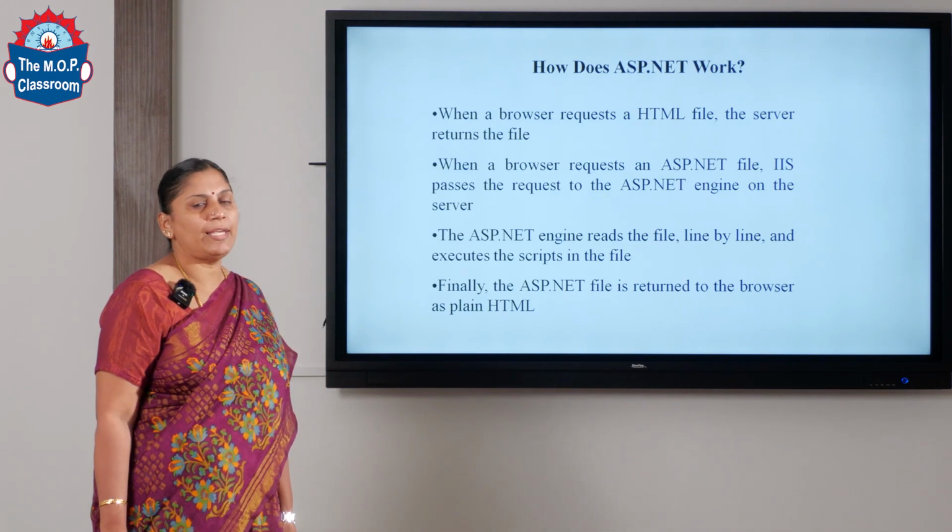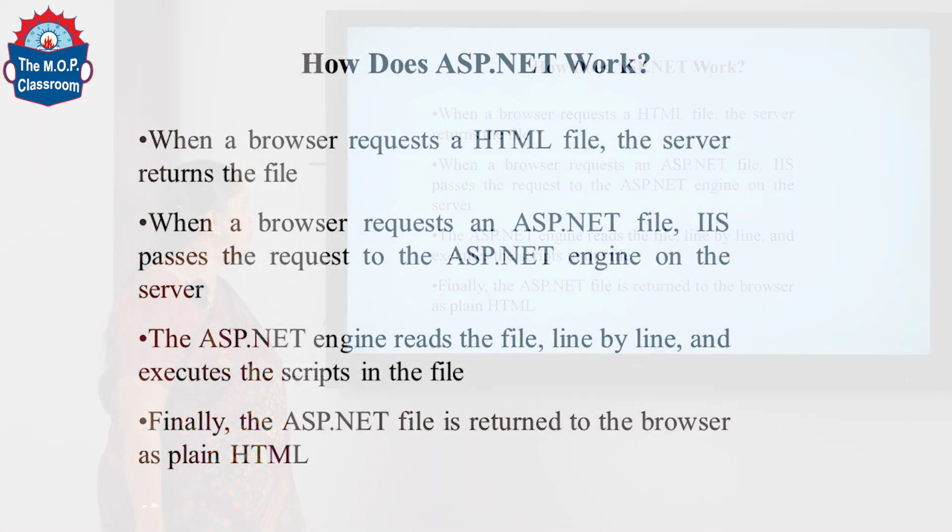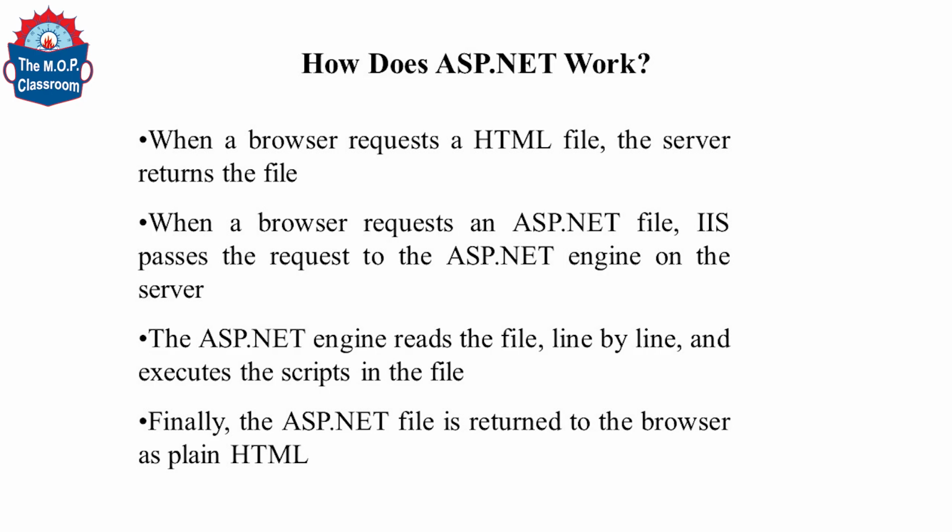So how does ASP.NET work? Whenever a browser requests a HTML file, the server returns the file. When a browser requests an ASP.NET file, the IIS passes the request to the ASP.NET engine, which resides on the IIS server. The ASP.NET engine reads the file line by line and executes the scripts in the file. Finally, the ASP.NET file is returned to the browser as a plain HTML file.